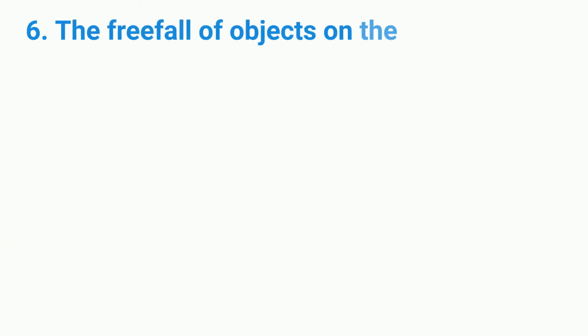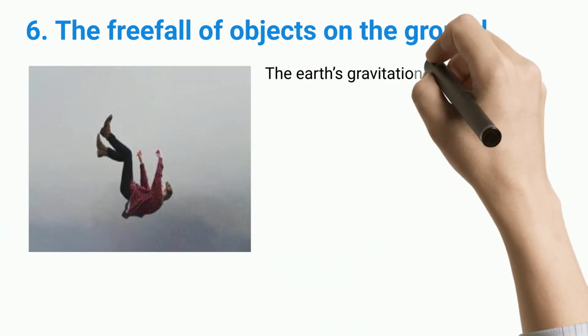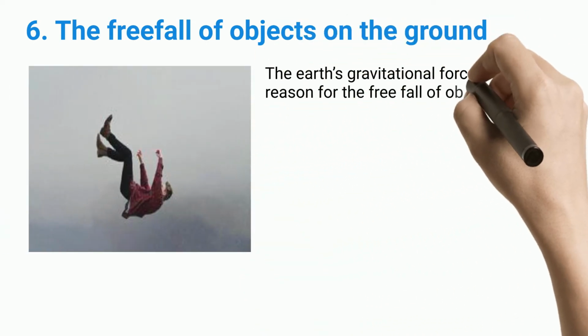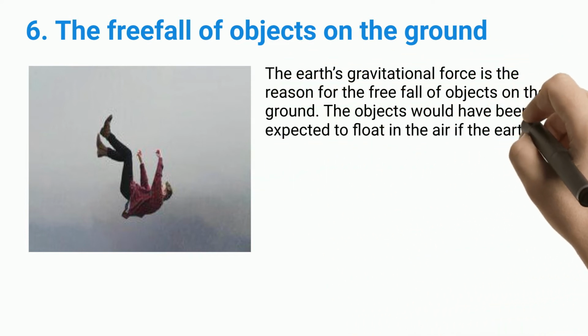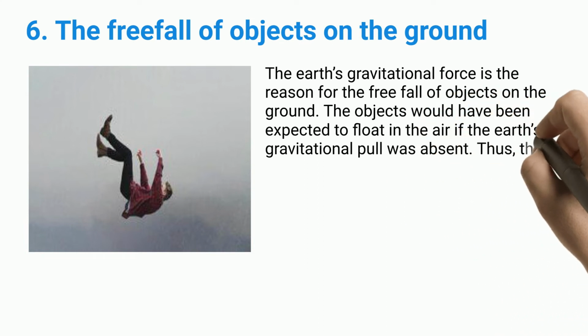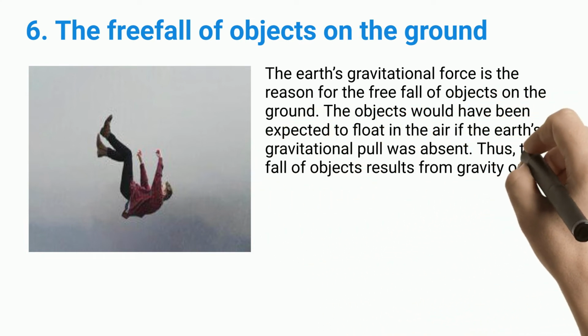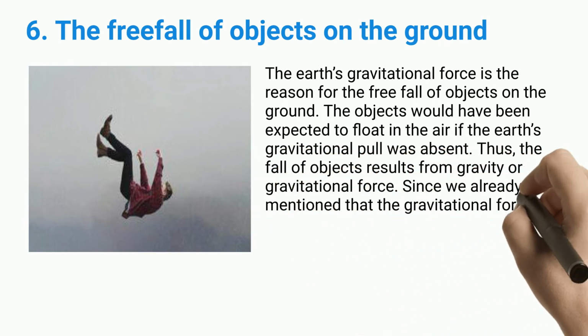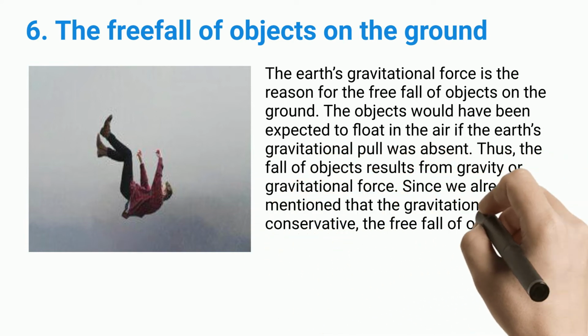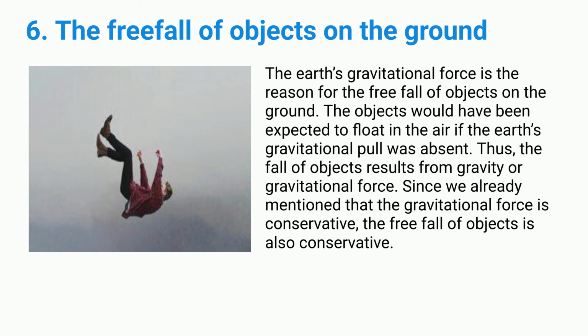6. The free fall of objects on the ground. The Earth's gravitational force is the reason for the free fall of objects on the ground. The objects would have been expected to float in the air if the Earth's gravitational pull was absent. Thus, the fall of objects results from gravity or gravitational force. Since we already mentioned that the gravitational force is conservative, the free fall of objects is also conservative.